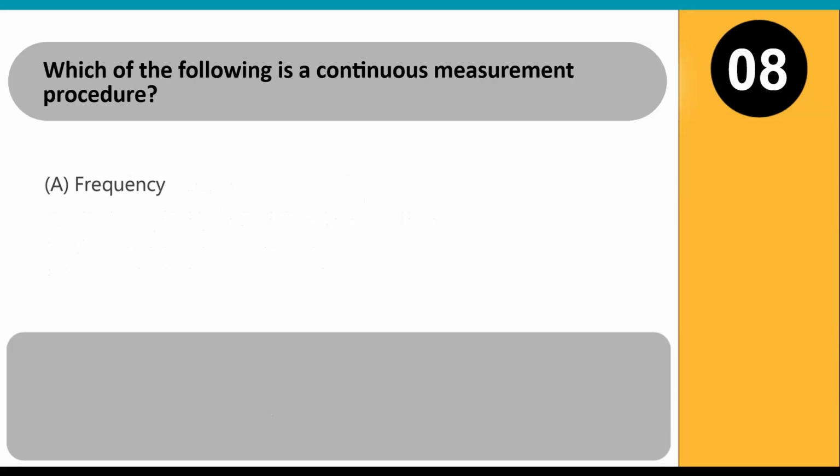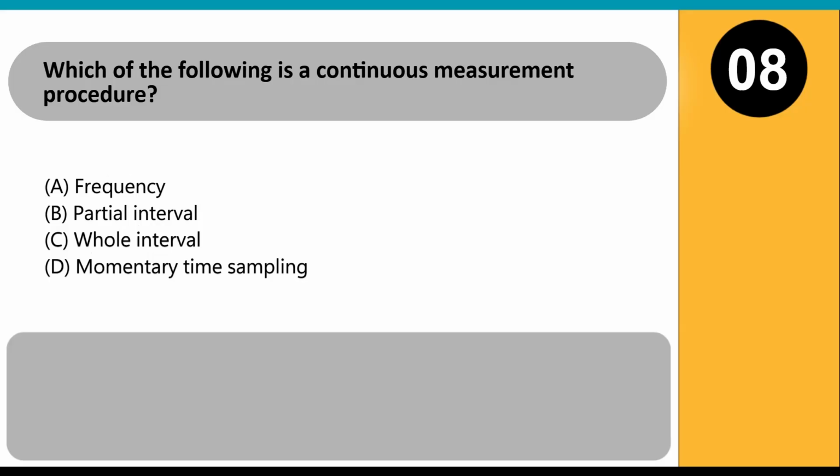Which of the following is a continuous measurement procedure? A. Frequency. B. Partial interval. C. Whole interval. D. Momentary time sampling.